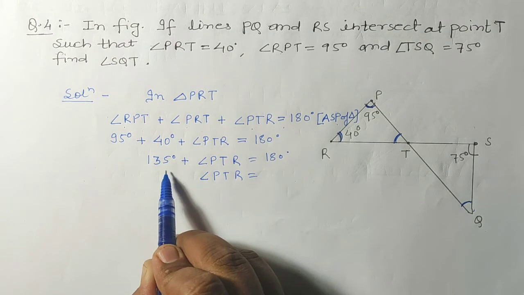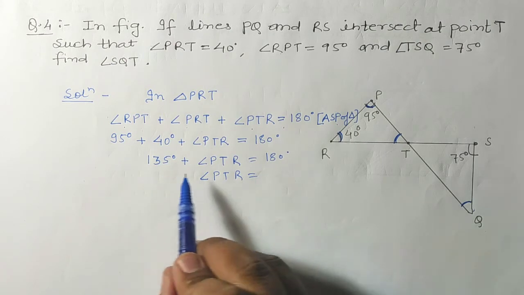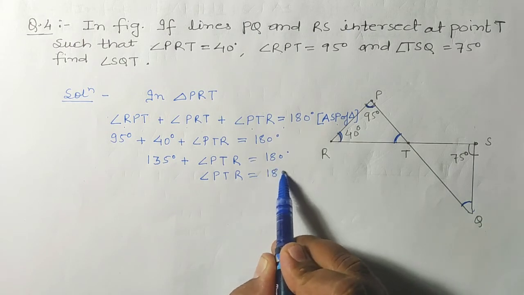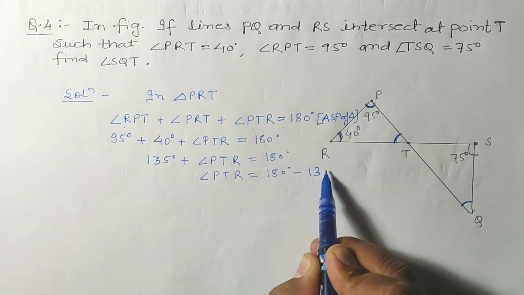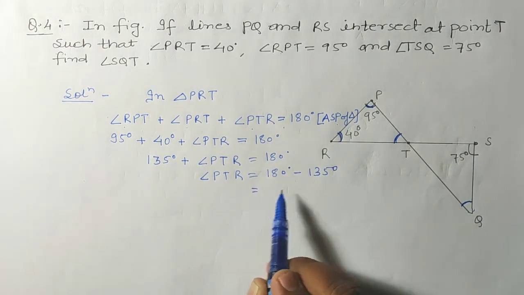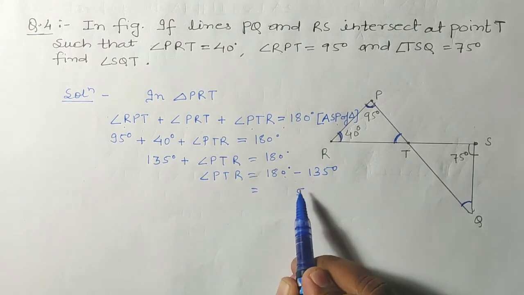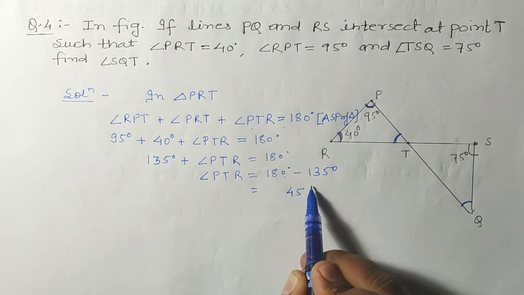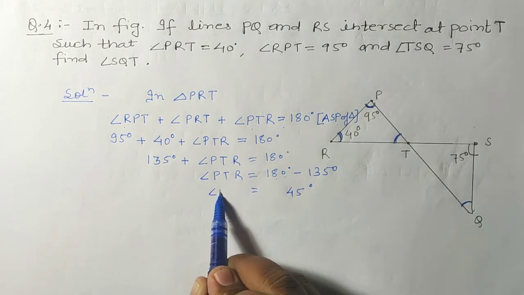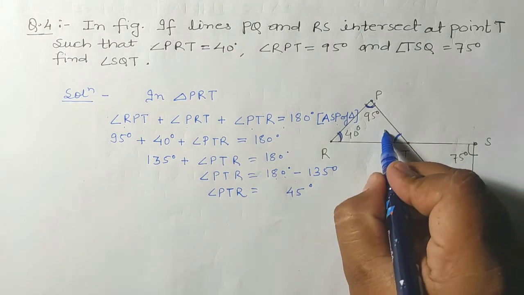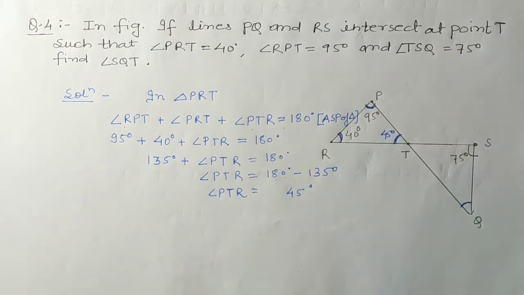Now what will be the value of angle PTR? This 135 will be shifted to the right hand side. When it is shifted, it will go with a negative sign, so it will be minus 135 degree. Now we'll subtract it from 180. 10 minus 5 is 5, 7 minus 3 is 4. So it will be 45 degree. Angle PTR will be 45 degree, means this angle we have found is equal to 45 degree.